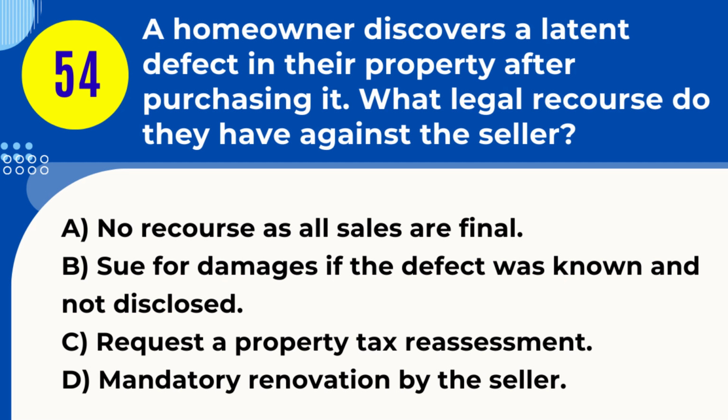Question 54. A homeowner discovers a latent defect in their property after purchasing it. What legal recourse do they have against the seller? A. No recourse as all sales are final. B. Sue for damages if the defect was known and not disclosed. C. Request a property tax reassessment. D. Mandatory renovation by the seller.